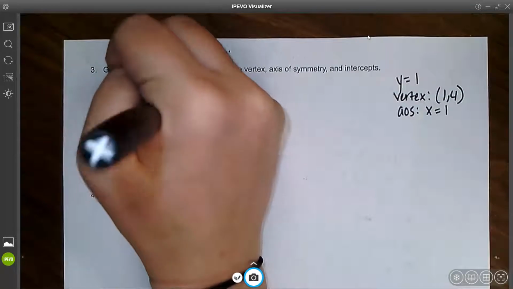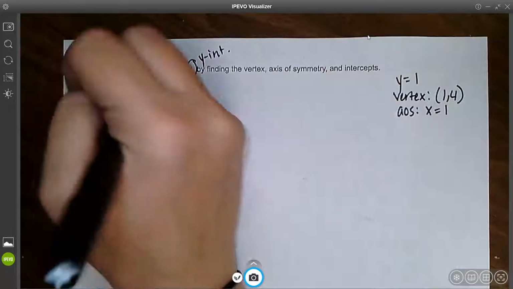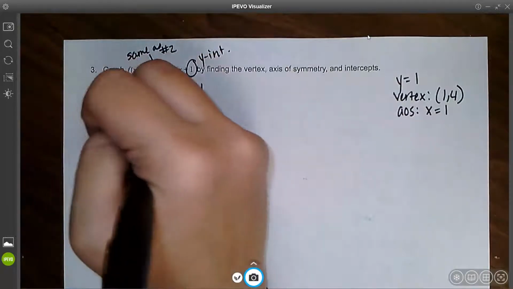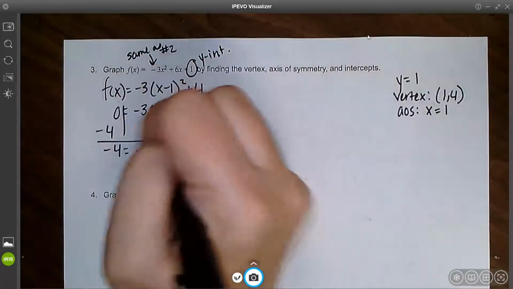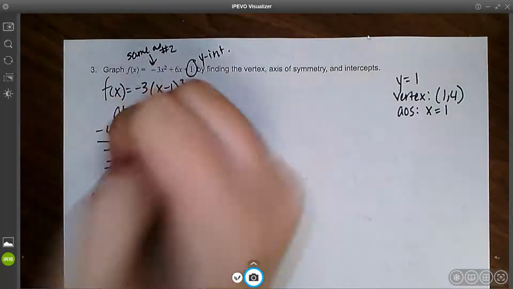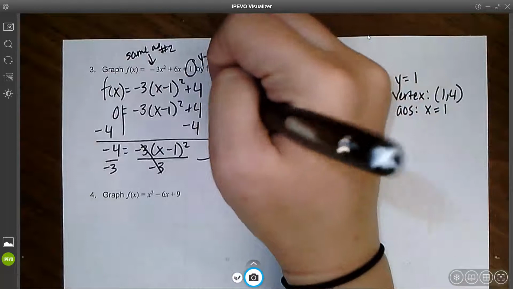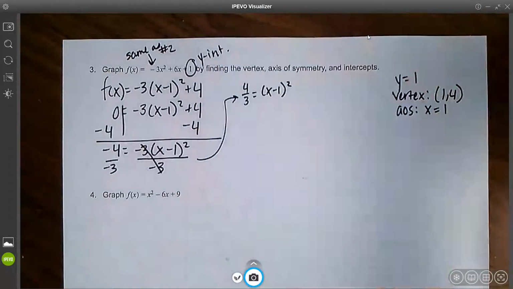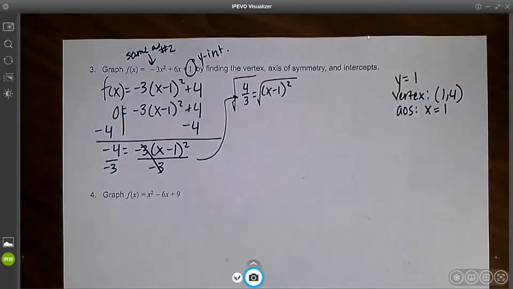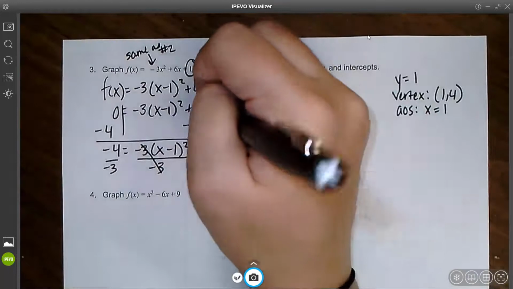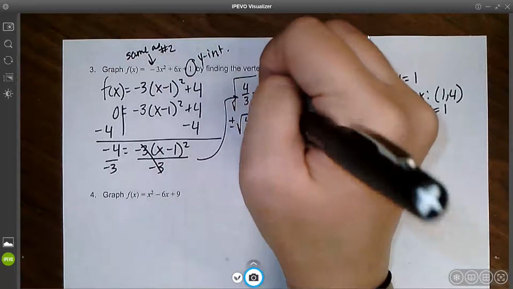So -3 times x minus 1 squared plus 4. I'm going to subtract 4 from both sides. -4 equals -3 times x minus 1 squared. Divide both sides by -3, and you have 4/3 equals x minus 1 squared. Then you're going to take the square root. When you're solving an equation and you take the square root, you take the positive and negative square root. So I have plus and minus the square root of 4/3 equals x minus 1.